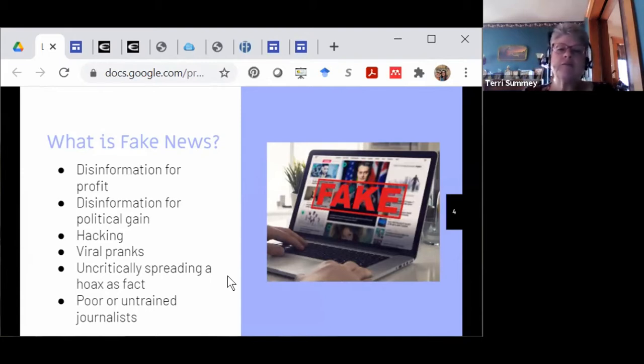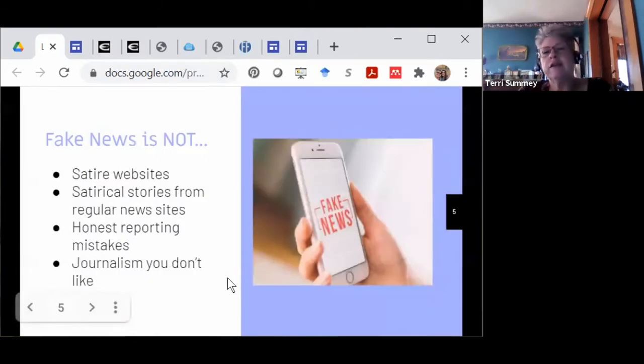And finally, you might have poor, untrained journalists. The pressure of a 24 hours news cycle, as well as the explosion of news sites that we have available to us, can contribute to shoddy writing that doesn't follow professional journalistic standards or ethics. So these are just some reasons on what fake news is. Now, what is fake news not?